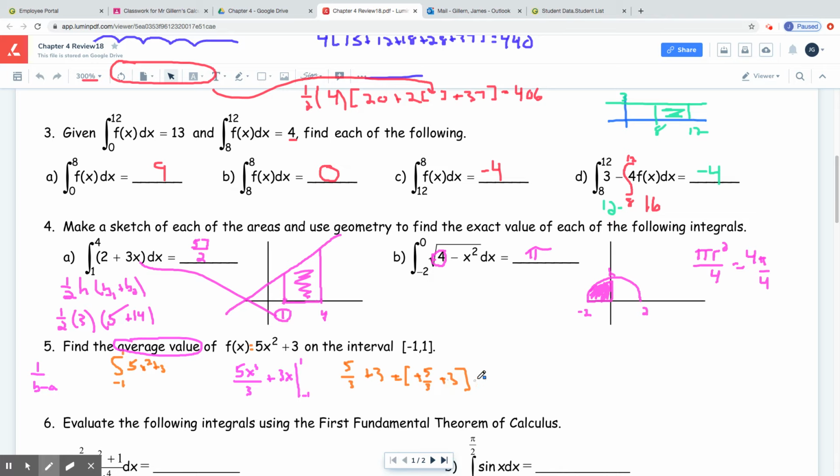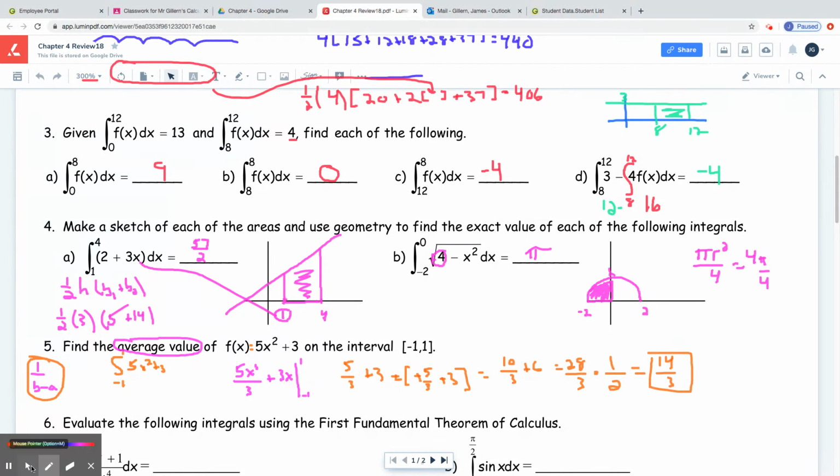So I get 5/3 plus 5/3, which is 10/3. 3 plus 3 is 6. If I add those, 6 is really what? 18/3. 10/3 plus 18/3 is 28/3. Okay, so that's what this is. But I have to use this, 1 over b minus a. So that's 1 minus negative 1, which is really 1/2. So I multiply by 1/2, and I get 14/3, or 28 over 6, which reduces to that.